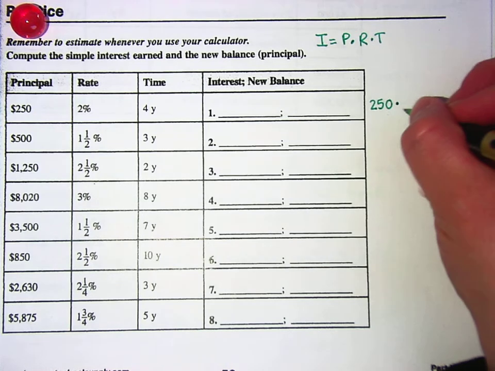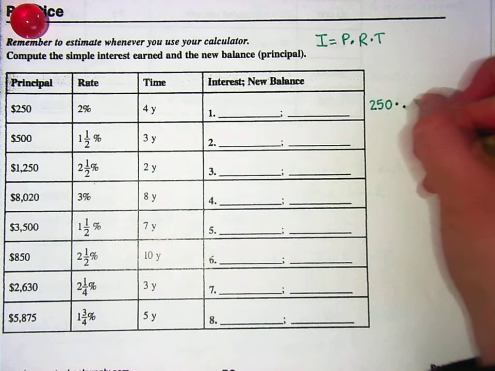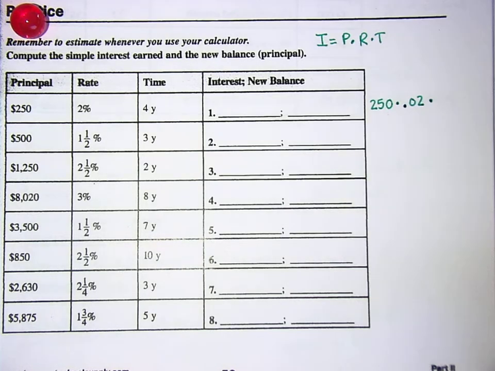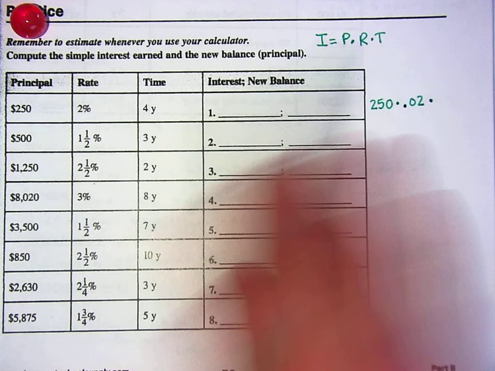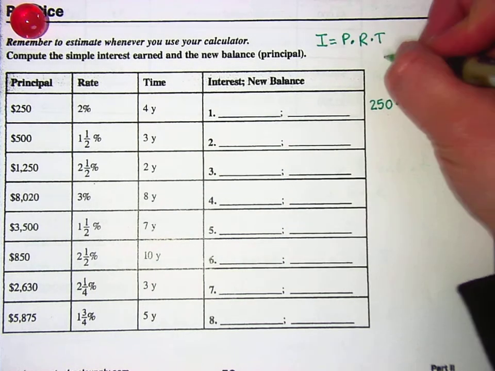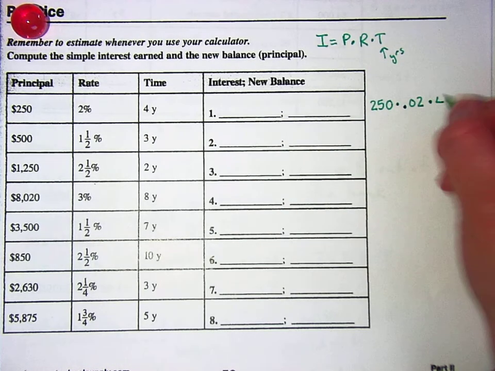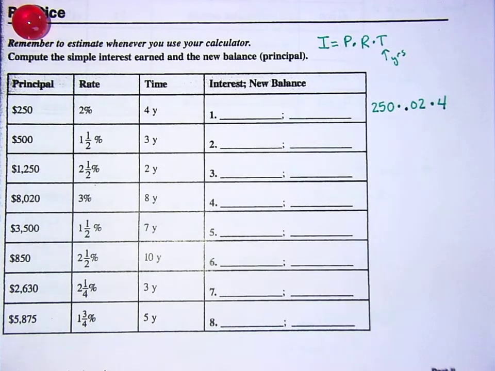How do I write that though? 0.02, not just 2, times, and this time is in years. So this is going to be times 4. So in your calculator, you're going to type 250 times 0.02 times 4.